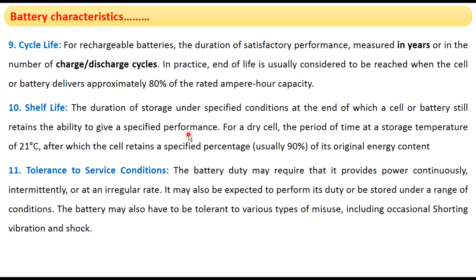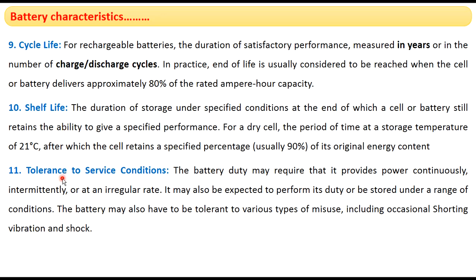For example, for a dry cell, generally the specified condition is 21 degrees C. At 21 degrees C, if it is stored without using, it should have 90% of its original energy content after the shelf life. So if a dry cell is stored for 6 months, and after 6 months it still has 90% of its original energy content, then those 6 months are considered as its shelf life.